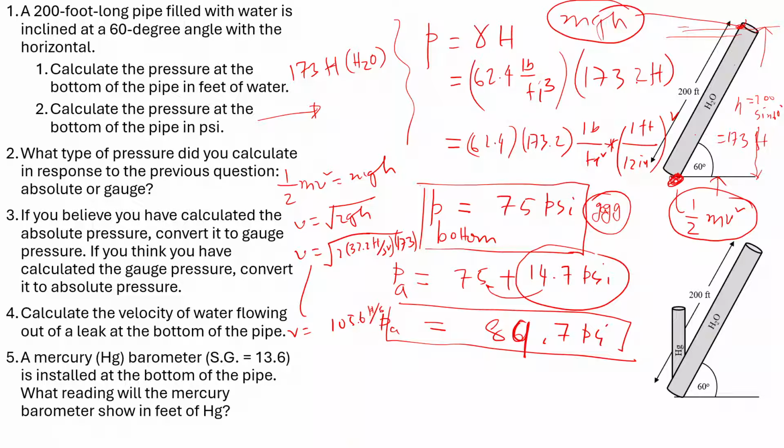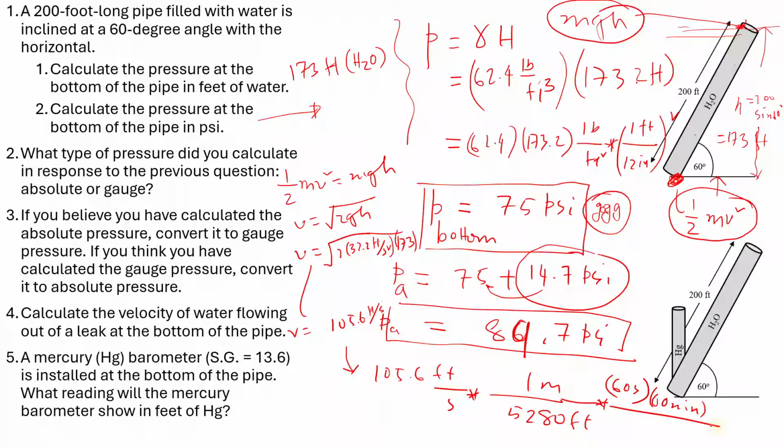105.6 foot per second. If you convert that into miles, 105 foot per second, so 5280 foot is 1 mile, and then 60 seconds is 1 minute, 60 minutes is 1 hour. So if you convert this, it's going to be approximately 72 miles per hour speed, which is pretty large.